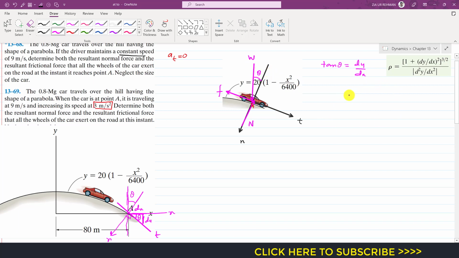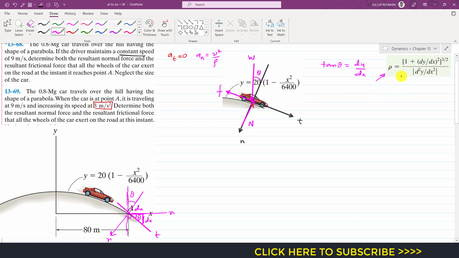Now the second thing that we need to find in this particular problem is the radius of curvature, since we are going to deal with the tangential and normal axes. So the normal acceleration is v squared divided by rho, the radius of curvature. So at point A, we need to have this radius of curvature value, and once we are given y as a function of x, we need to find that radius of curvature using this equation that we have learned in the previous chapter.